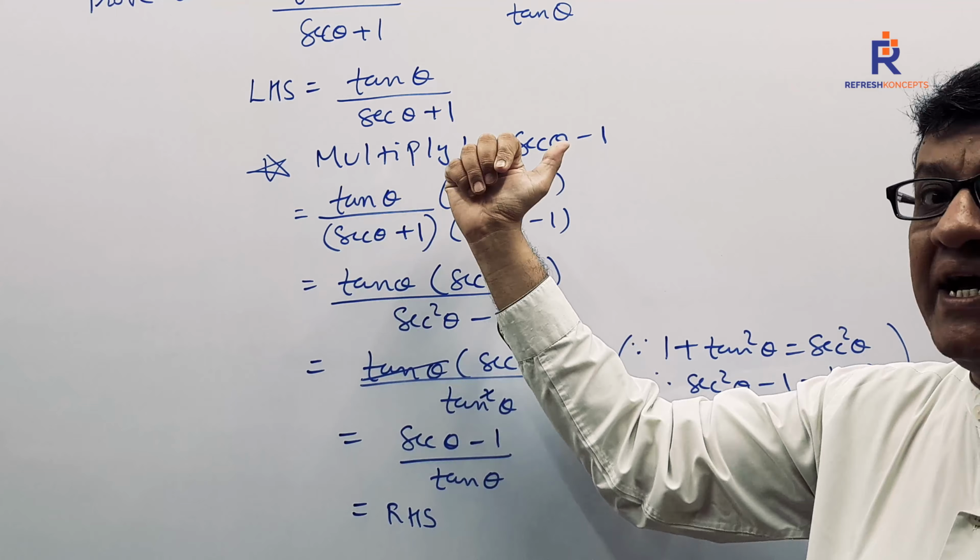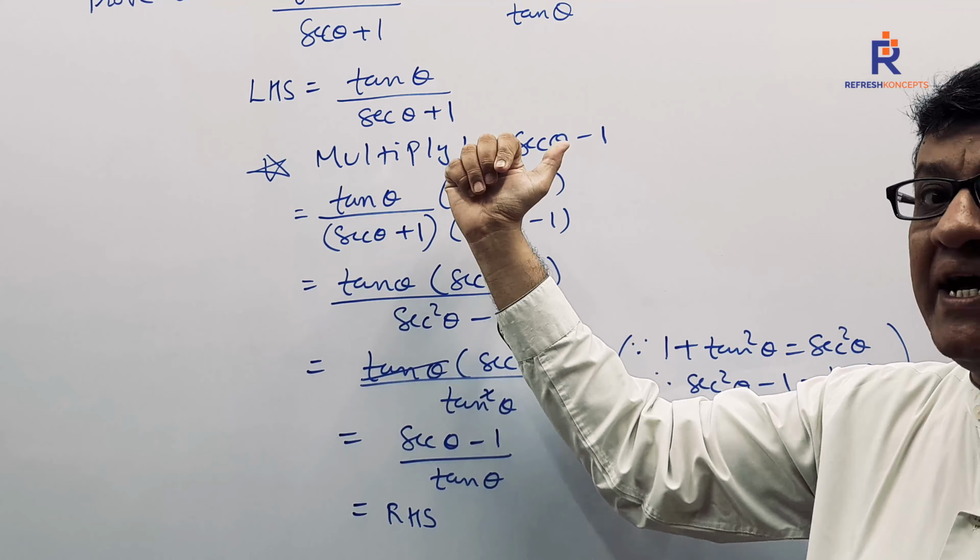So what happens when I say tan theta upon sec theta plus 1? Here also sec theta minus 1, sec theta minus 1. Mind you, this is into. Now children, we'll be left with tan theta into sec theta minus 1. I'm just writing this as it is. And if I see the denominator, a plus b, a minus b gives a square minus b square, sec square theta minus 1.